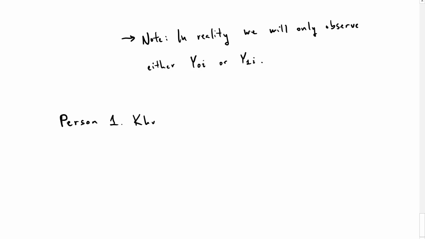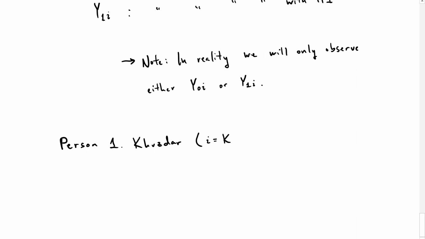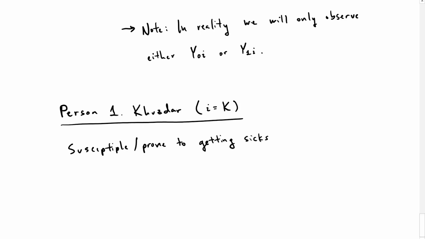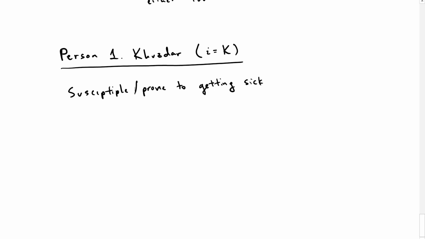Person 1, his name is Kuzdar. So his subscript i from up above is going to be, in this case, k. Now Kuzdar, he's susceptible. He doesn't have the best immune system. He's susceptible or prone to getting sick. And he knows that. So Kuzdar doesn't have the best, either maybe genetics, or maybe it's his age, maybe he's a lot older, maybe it's a change of environment. There are a number of possible reasons why Kuzdar may be more prone to getting sick. Maybe he has underlying health conditions, so on and so forth.